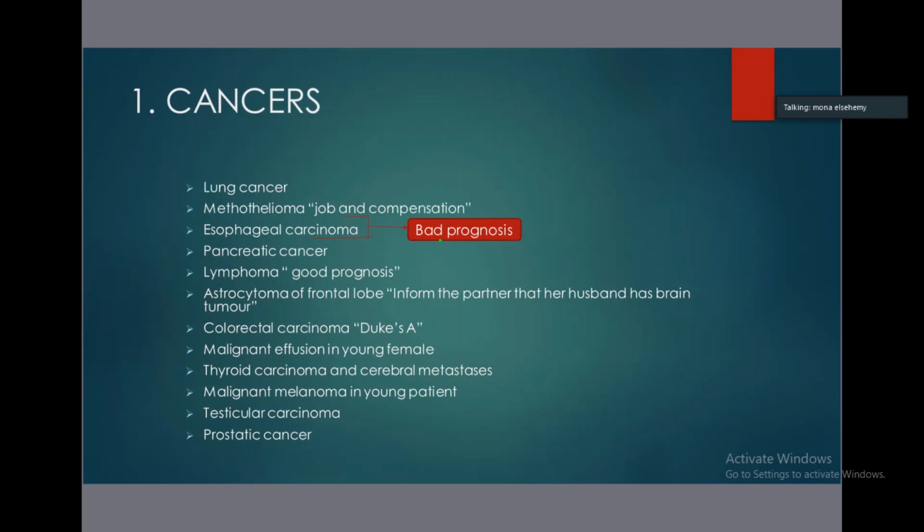The first item in breaking bad news, and the most serious, is breaking bad news about cancers. You should know what types of cancers you are going to face in the exam and why, and what important topics you have to stress in dealing with each of them. For example, lung cancer. Lung cancer is the leading cause of cancer death worldwide, so it commonly appears in cases. So you have to know some information about lung cancer.